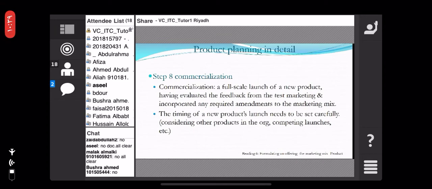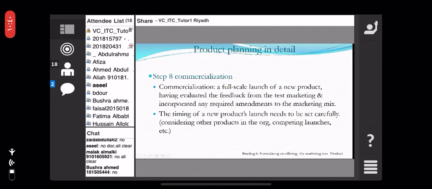Step number 8 is commercialization. Commercialization is a full-scale launch of a new product, having evaluated the feedback from the test marketing and incorporated any required amendment to the marketing mix. The timing of a new product launch needs to be set carefully, considering other products in the organization, competing launches, etc.